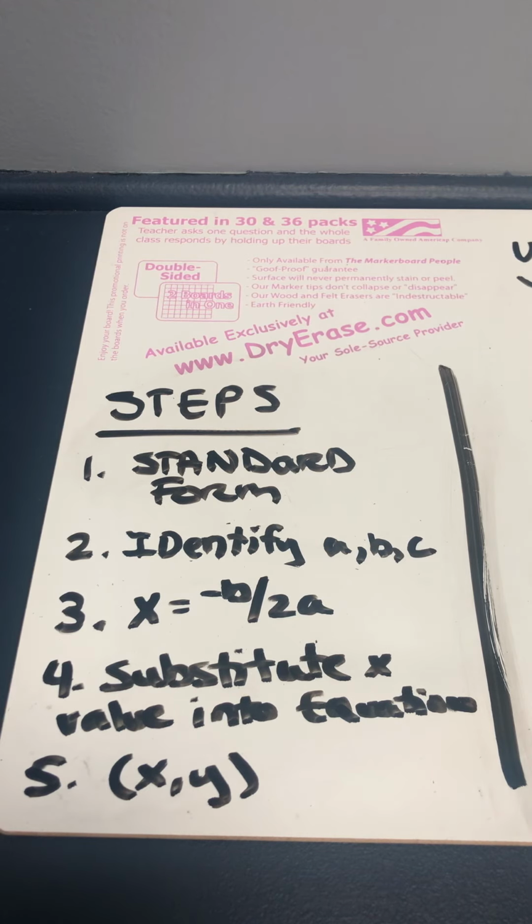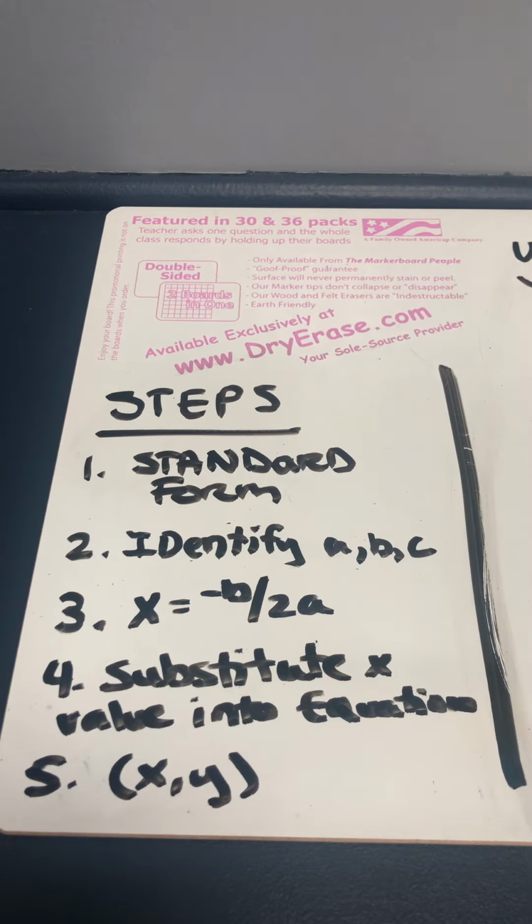Since we know the axis of symmetry goes through the vertex, the axis of symmetry gives us the x part of our vertex point. We will then, in step 4, substitute that x value into our quadratic equation to find the y value. And then finally, step 5, we will write our answer as a point, because a vertex is a point on the graph.